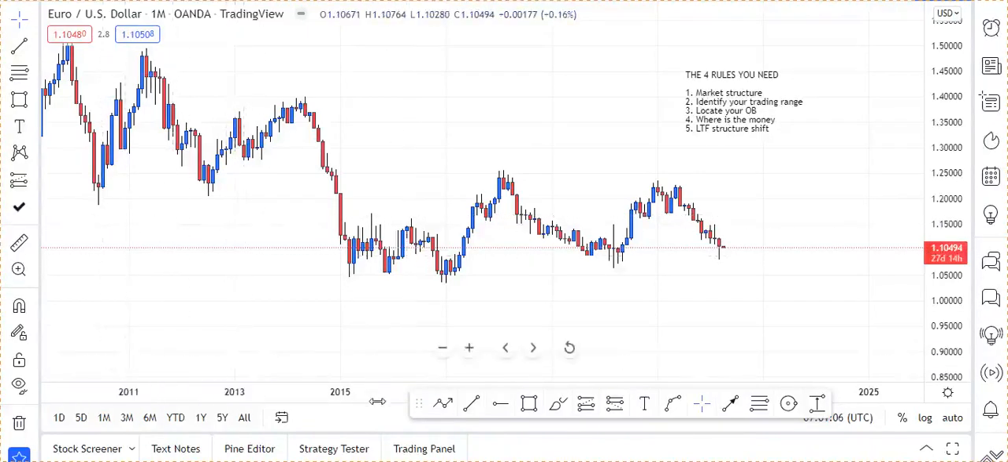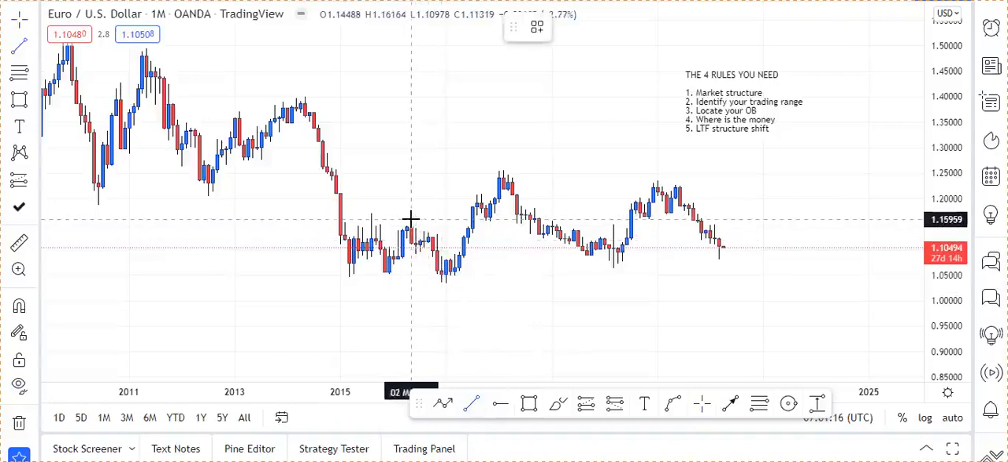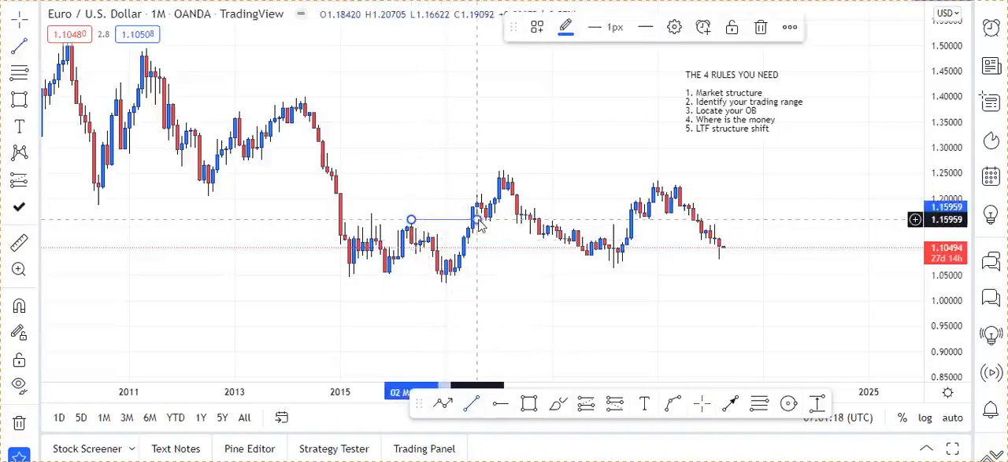All right, so here is Euro USD. I'm starting from the monthly time frame. Now, as you can see from the monthly time frame, we have a structure break here.